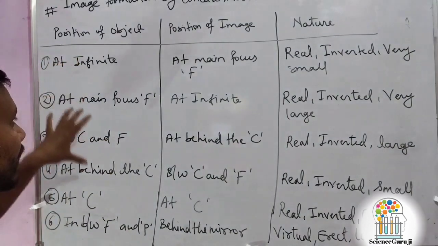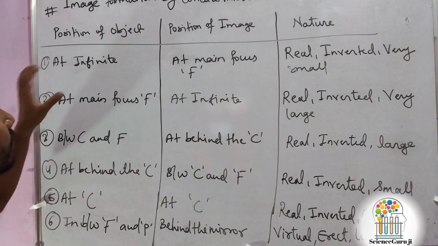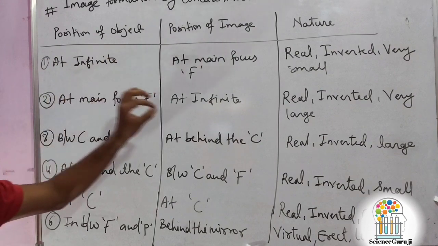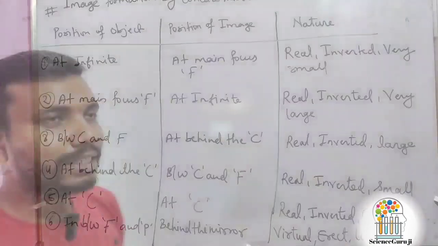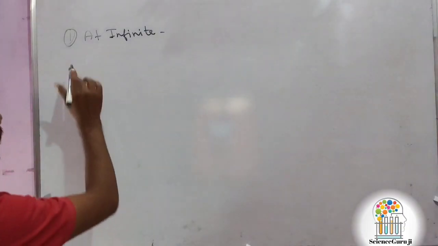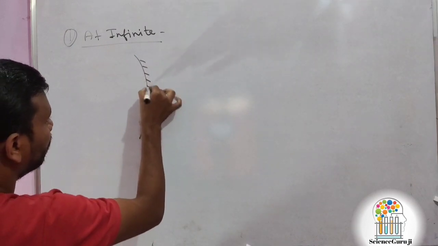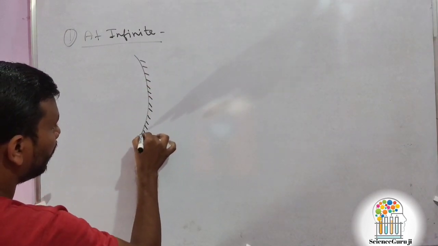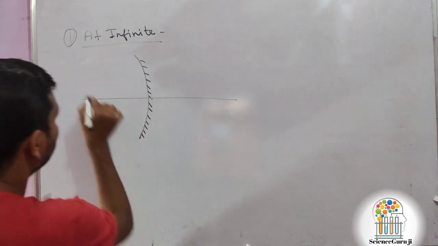So by this chart we can understand how many types of images are formed by the concave mirror and what their natures are. Okay, take a screenshot, then we will move to our diagrams. Let's understand this with the help of a diagram, how the image gets formed. Okay, let's start with the first, the object placed at infinity, then the image forming here is real, inverted, and very small.